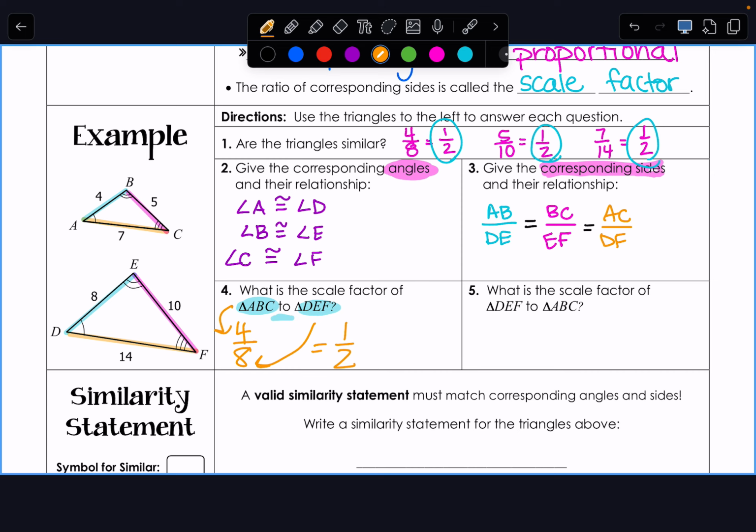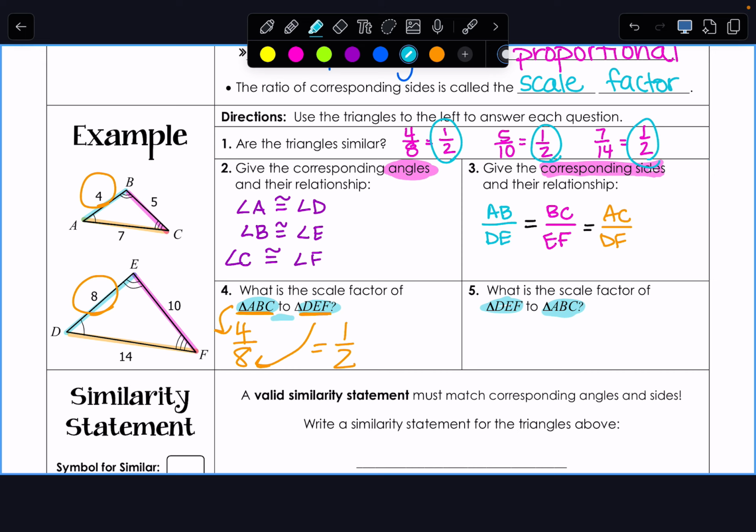Okay, so do you see how it says ABC first? So I grabbed this number because it's from ABC. Do you see how it says DEF second? So I grabbed its matching number for its denominator. Okay, now watch this, because now I want to go from DEF to ABC.